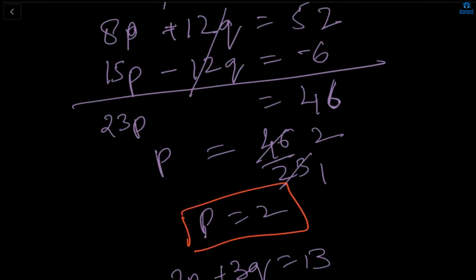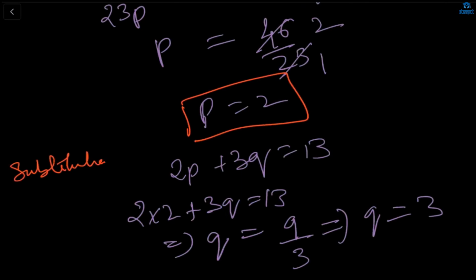Now we are substituting the value of p in the first equation. I'm keeping the value of p that we have got, p is equal to 2, in equation number first.